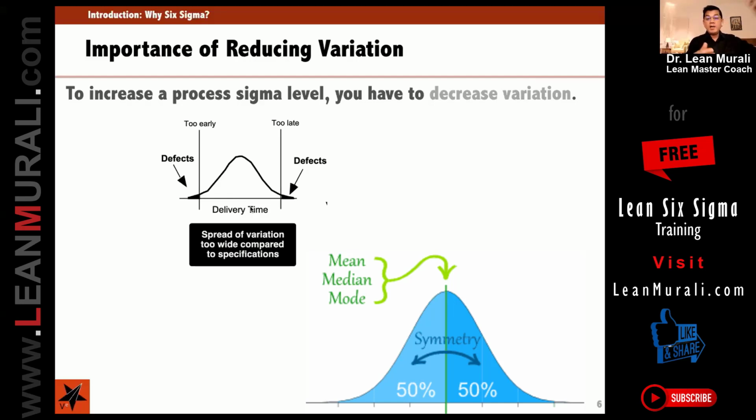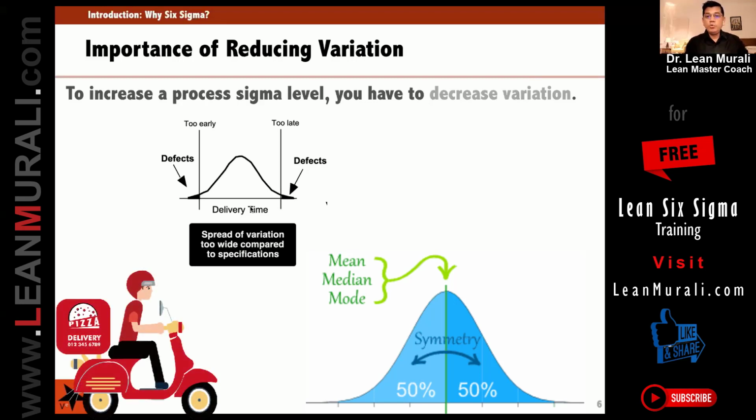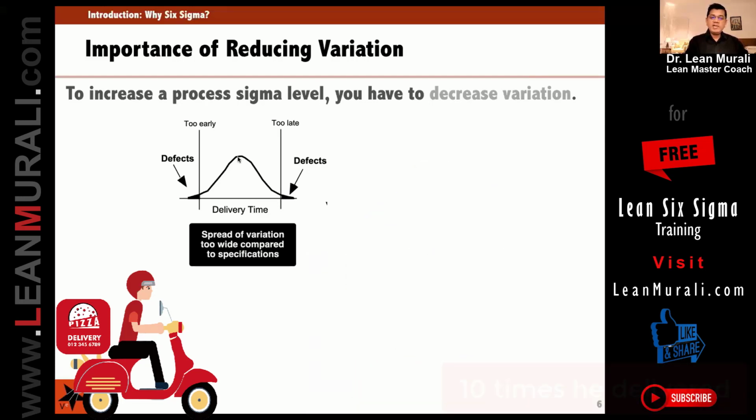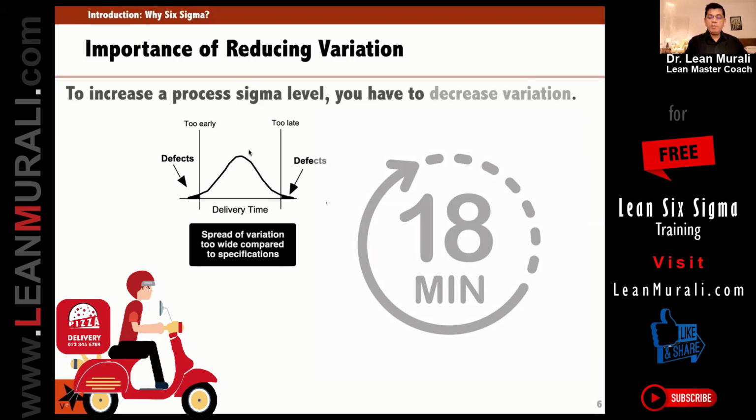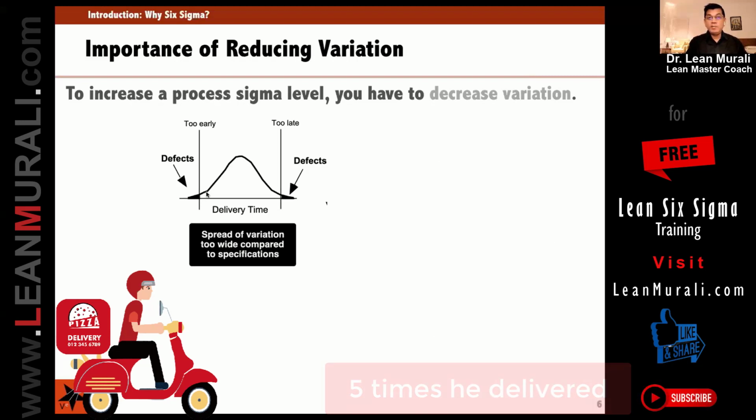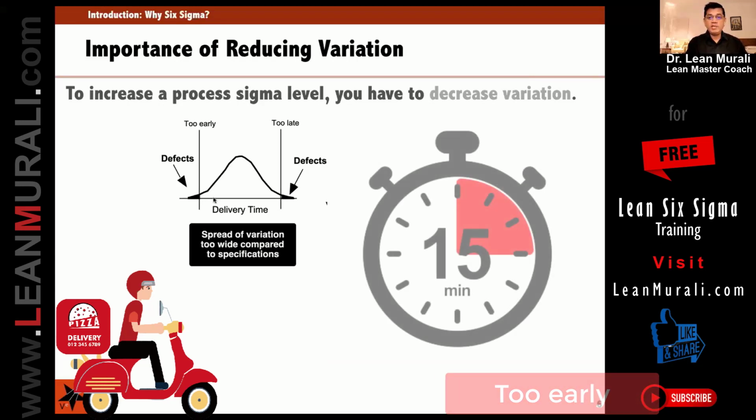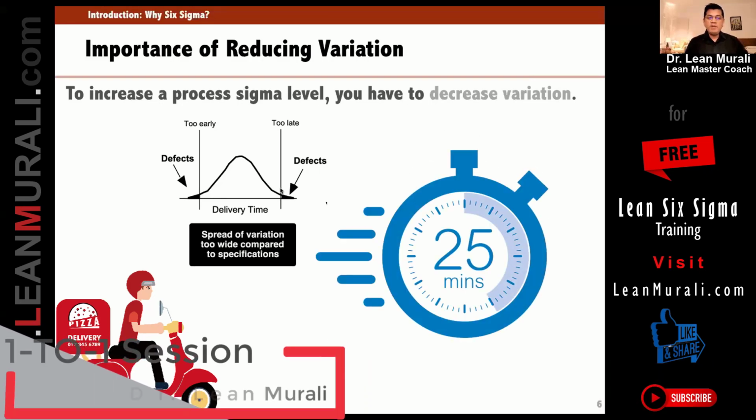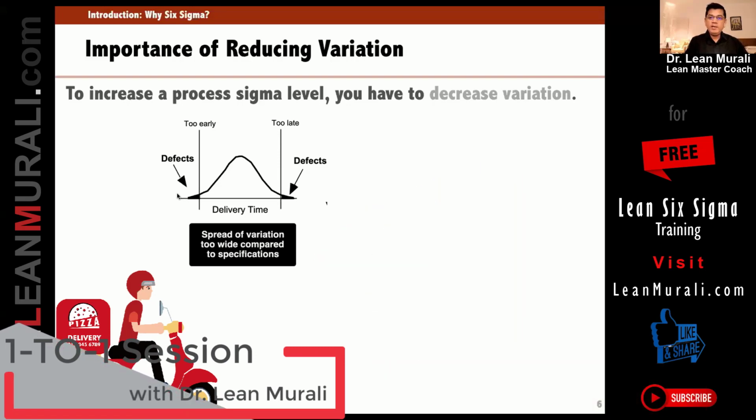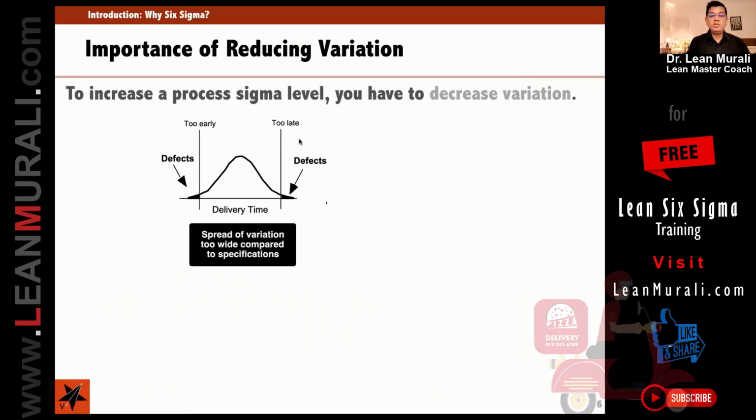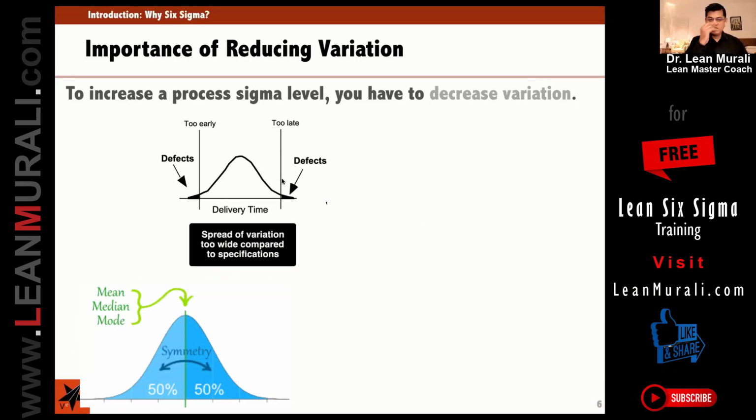For example, when a guy has delivered pizza to you 100 times, out of 100 times, say 50 times he has delivered in 20 minutes, 10 times he has delivered in say 18 minutes, maybe another 10 times in 22 minutes, then 5 times maybe he delivered much earlier, probably in 15 minutes. And 5 times he has delivered in 25 minutes, and very rarely he delivered in probably 10 minutes, and very rarely he delivered in 30 minutes. This is what this bell-shaped curve means.